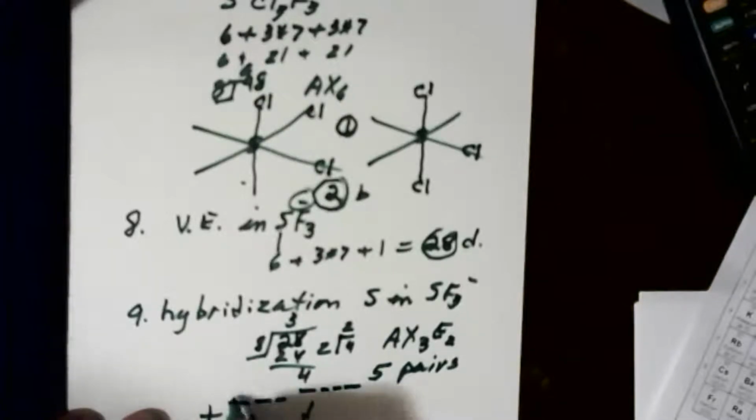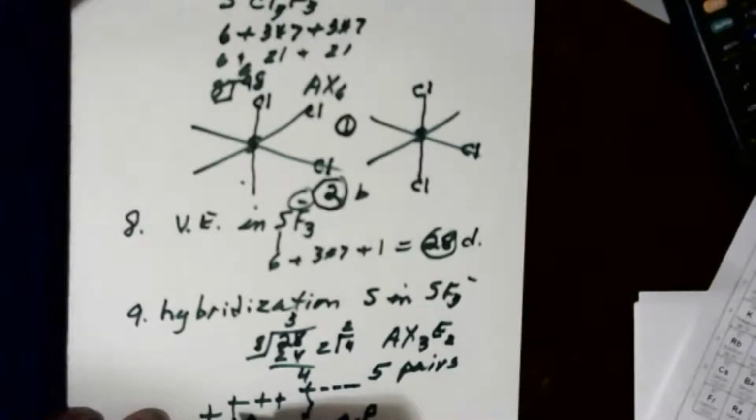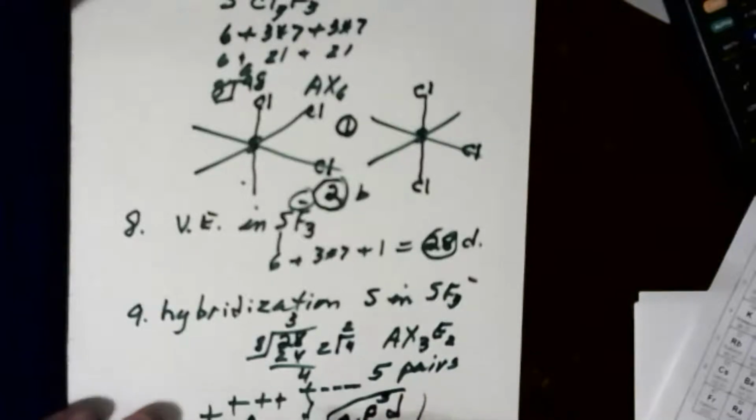SPD, we need 1, 2, 3, 4, 5. So I use one S orbital, I use 3 P orbitals, and 1 D orbital. So it's sp3d is the correct answer for that. Or it could be written dsp3. So either one of these two would be correct. And so it doesn't matter how you put the D orbital either in the front or the back in terms of getting the answer correct.